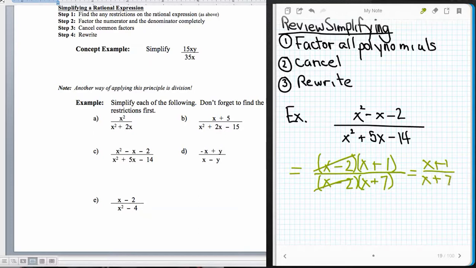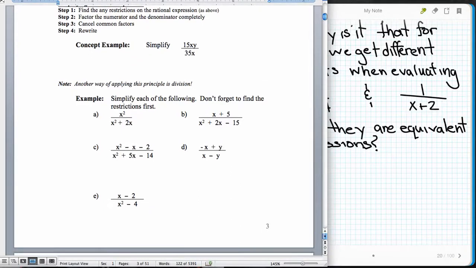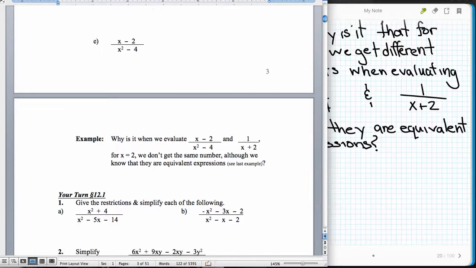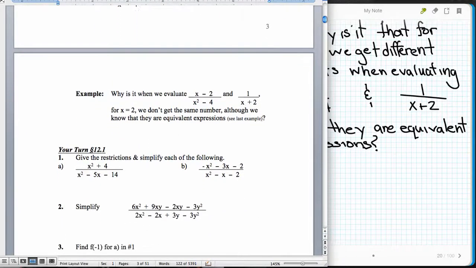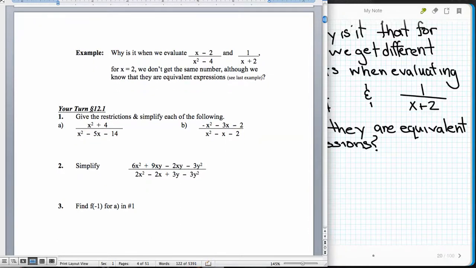Now, if I were to find the restrictions on this, remember that I would have found the restrictions before simplifying, and the restrictions would be based on this. So this would mean that x cannot be equal to a positive 2 or a negative 7. Restrictions are always found before canceling, and that's what we're going to talk about with this next example here. This next example simply reminds us that that is the case. You can't factor, cancel, and then find your restrictions.